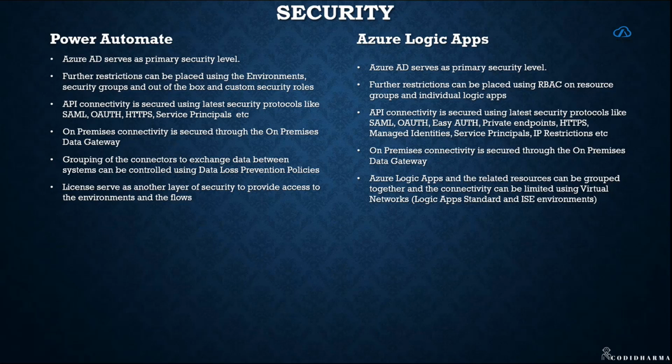And then another feature for Power Automate is that when you are grouping together certain actions and triggers, the Power Platform allows you to define policies that certain triggers can only be used with certain connectors, right? So that is the concept of your data loss prevention policy, which basically allows you to segregate and control the exchange of data between different connectors.